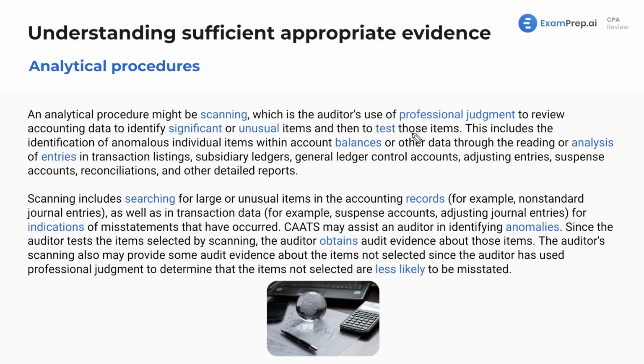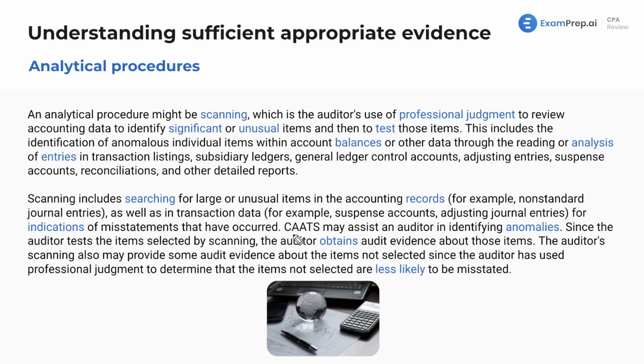This includes the identification of anomalous individual items within account balances or other data through the reading or analysis of entries in transaction listings and all of these different client-related files. Scanning includes searching for large or unusual items in the accounting records. So, for example, non-standard journal entries as well as in transaction data. So, for example, we've got adjusting journal entries. That's a good example here. For indications of misstatements that have occurred.